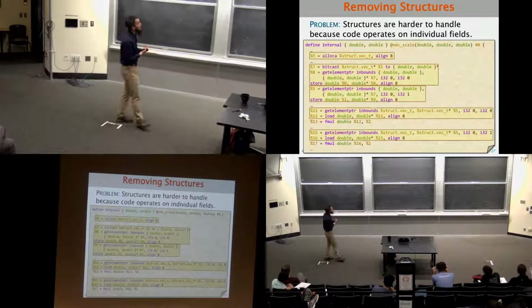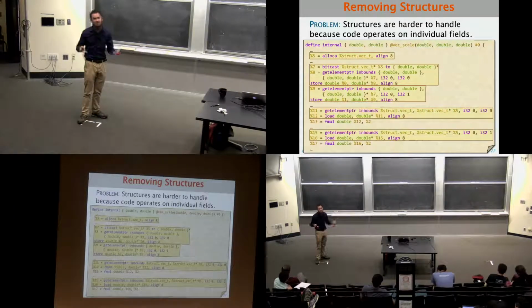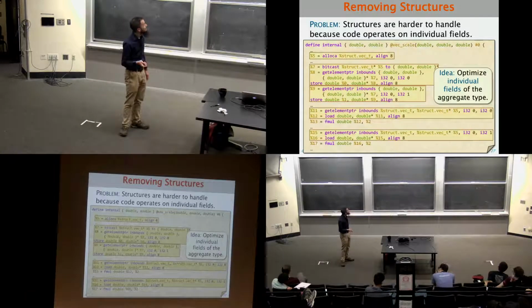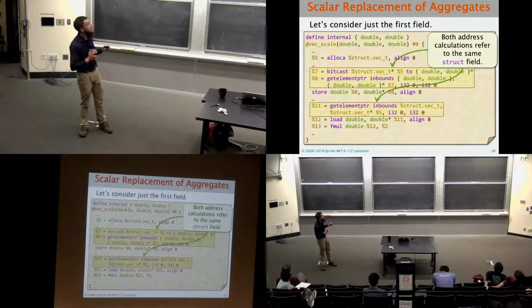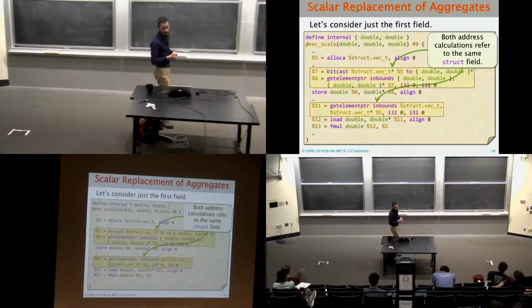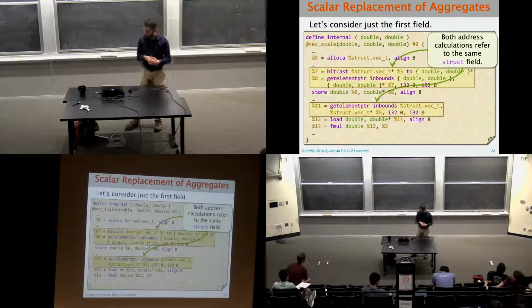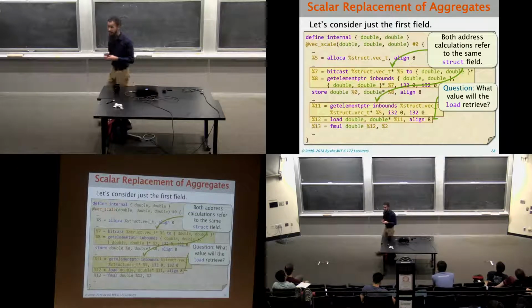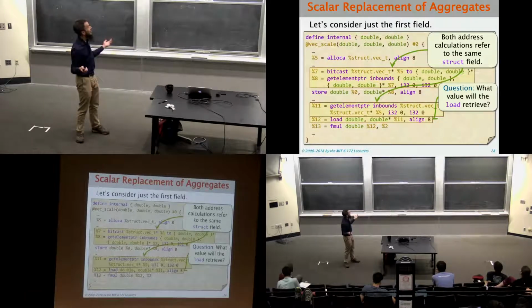Cool. Let me phrase that a little bit differently. Let's do this one field at a time. We've got a structure which has multiple fields. Let's just take it one step at a time. All right. So let's look at the first field, and let's look at the operations that deal with the first field. We have in our code, in our LLVM IR, some address calculations that refer to the same field of the structure. In this case, I believe it's the first field. Yes. OK. And ultimately, we end up loading from this location in local memory. So what value is this load going to retrieve?